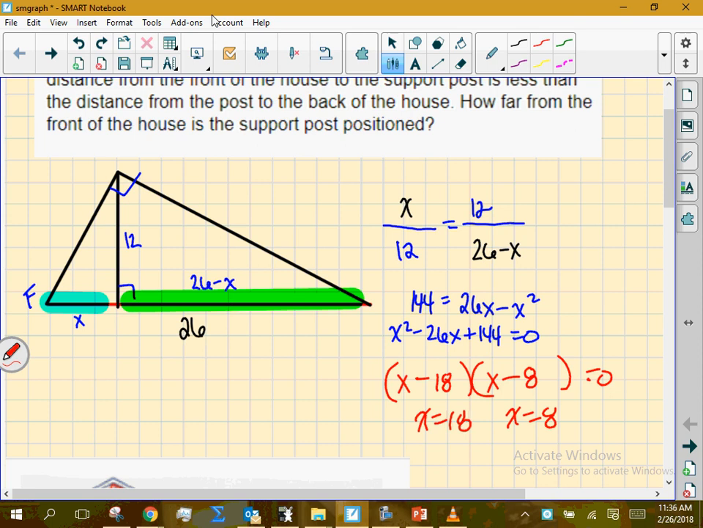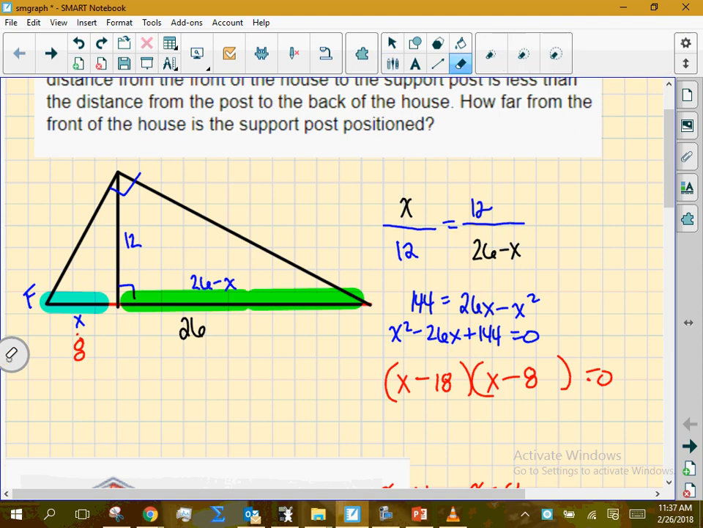Well, if the blue distance is shorter, doesn't x have to be 8 in that case? Okay, because if it was 18, wouldn't this one here be 8? Does that make sense? That would make this green distance shorter, which is supposed to be longer. Is that all right with everybody? Okay. So 8 is what we're looking for. Okay.